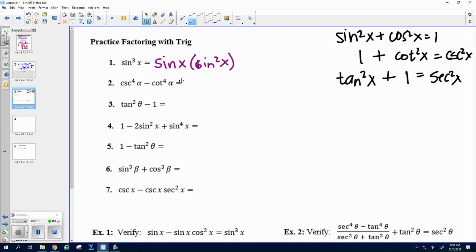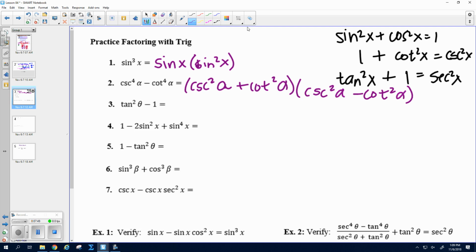This guy right here is to the 4th power. None of these are to the 4th power, but I can factor it because it's a perfect difference of squares. So this factors into cosecant squared plus cotangent squared, and then cosecant squared minus cotangent squared. It's the 4th power, there's a minus in the middle, so it's a plus and minus of the same thing, and it goes down to squares. How does this help us?